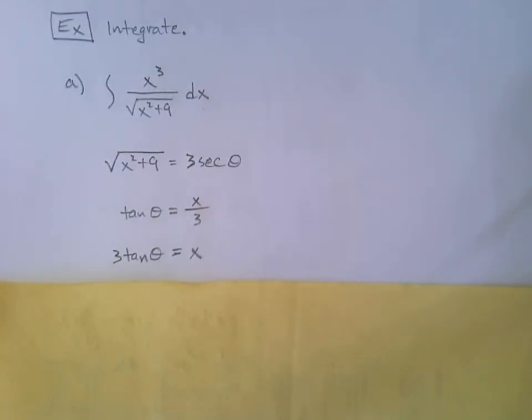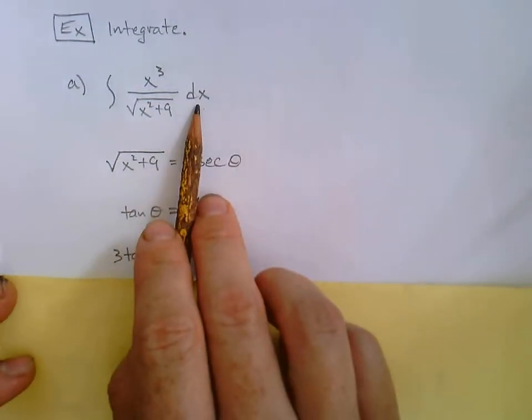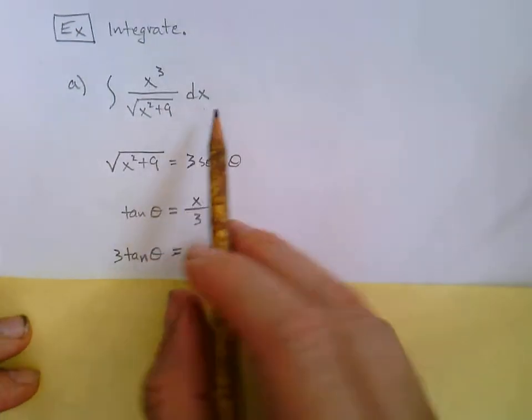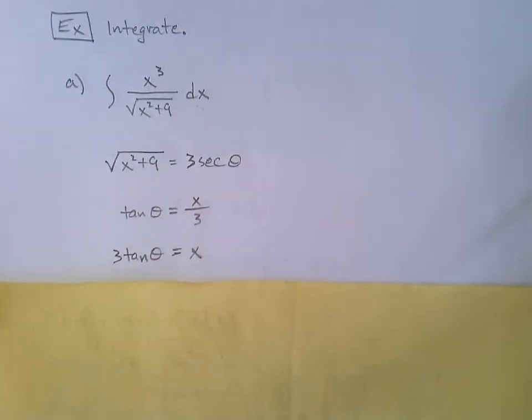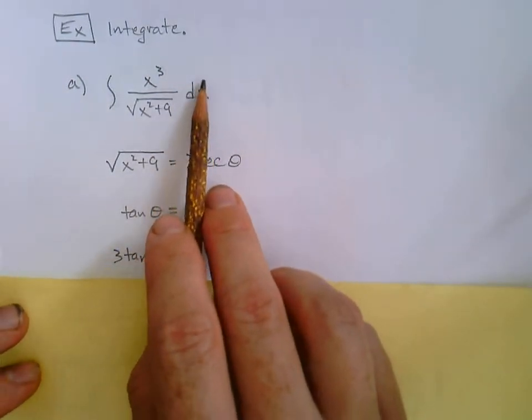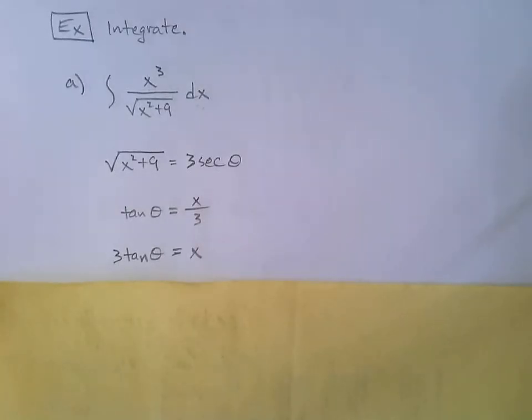Now there's one more part that we cannot forget about, and that's the dx. Just like in a u substitution, we replace the dx with the equivalent du. Same thing here. We need to replace this with a d theta, the equivalent d theta, I should say. How are we going to be able to do that?